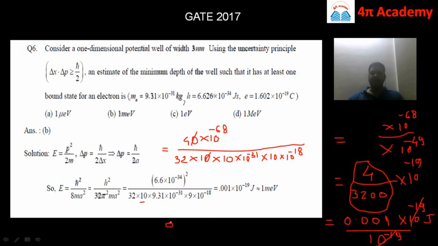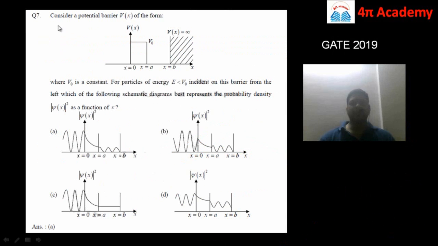So your answer is 0.001 electron volt, and therefore it is about 1 into 10 raised to power minus 3 electron volt, and 1 into 10 raised to power minus 3 electron volt is 1 milli electron volt. So it is small m. 1 milli electron volt is the answer, and therefore the answer B is correct. Now let's take the next problem.